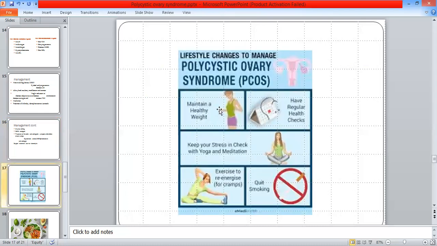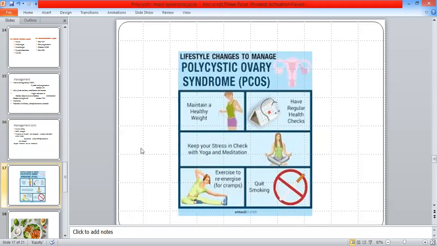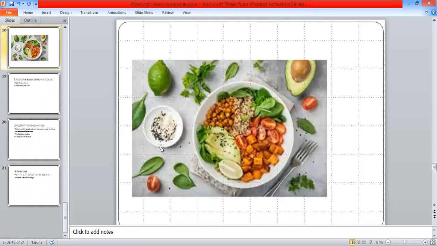This is a picture showing lifestyle changes to manage polycystic ovary syndrome. Maintain a healthy weight, have regular health checkups, keep your stress in check with yoga and meditation, do exercise, and quit smoking. This is lifestyle modification for patients suffering from polycystic ovary syndrome. This is dietary advice, because polycystic ovary patients almost always suffer from obesity. So, to reduce weight, vegetables, lemon, and a high fiber diet are advised.